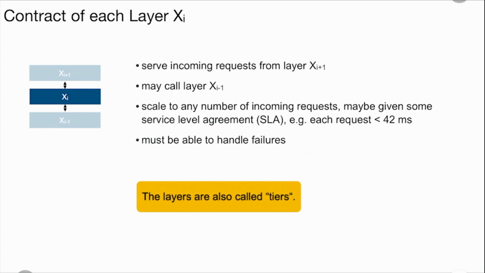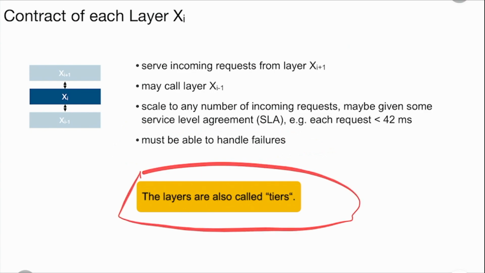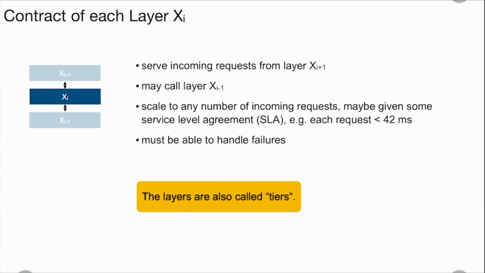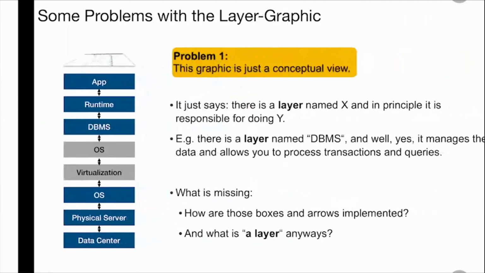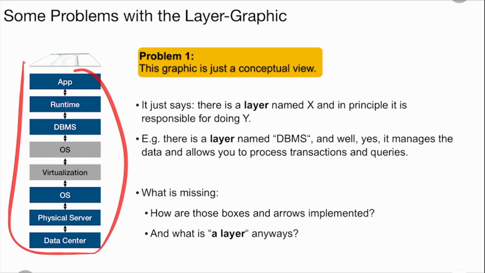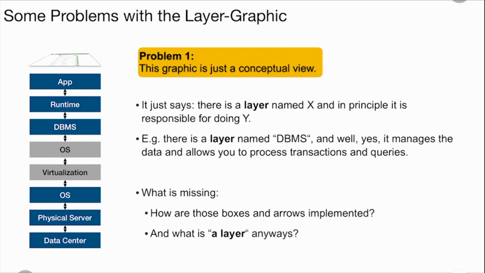In terms of terminology, these layers are also called tiers sometimes. If you see that, it means the same thing. So if it's layer or tier, it's the same thing. And there are some problems with this kind of layered architecture visualization. One is this graphic is just a conceptual view. So this graphic on the left basically just says, well, there is a layer named X, and in principle, it is responsible for doing Y. So there is a database layer responsible for doing data management and query processing. But that may mean much more.